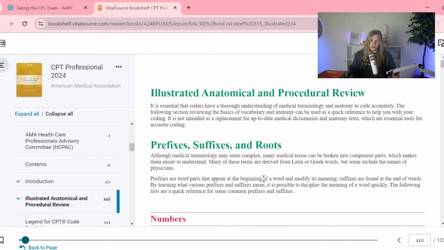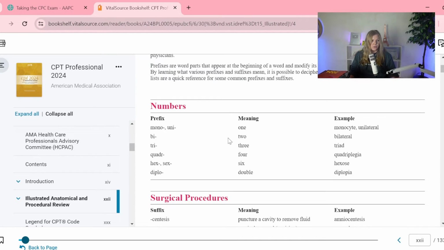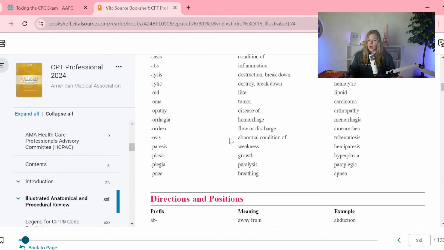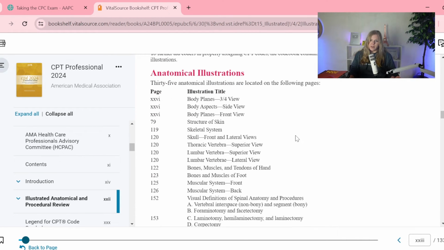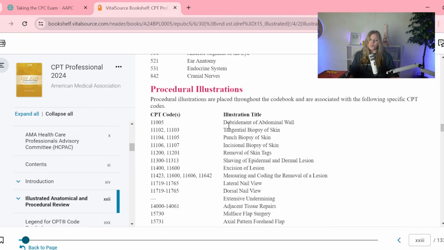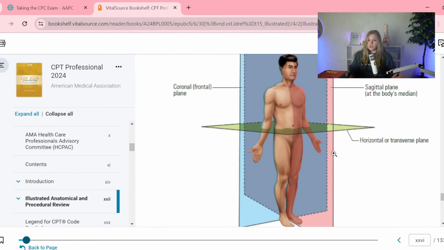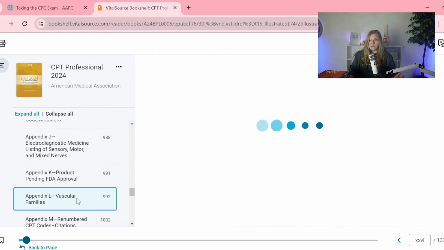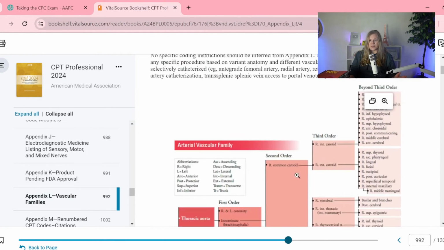So here they have the illustrated anatomical and procedural review, and they do include some of the more commonly used prefixes and suffixes, but it also gives the guide to where all the anatomical illustrations are. So things like your body planes, your muscular system, circulatory system, female-male anatomy, eye anatomy, and it even gives a guide to where all of those procedural illustrations are as well. So again, if you get a question on the body planes and you're not 100% sure on this, remember that you have these resources, these illustrations in your books that you can utilize. Even things like your vascular family illustrations in Appendix L.